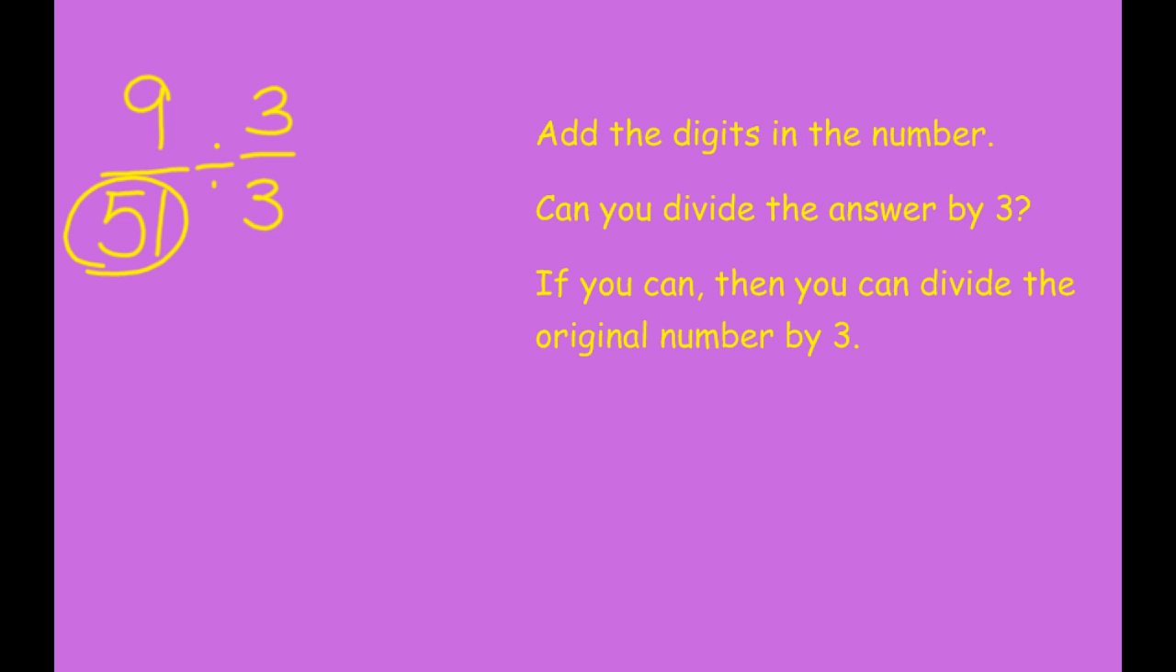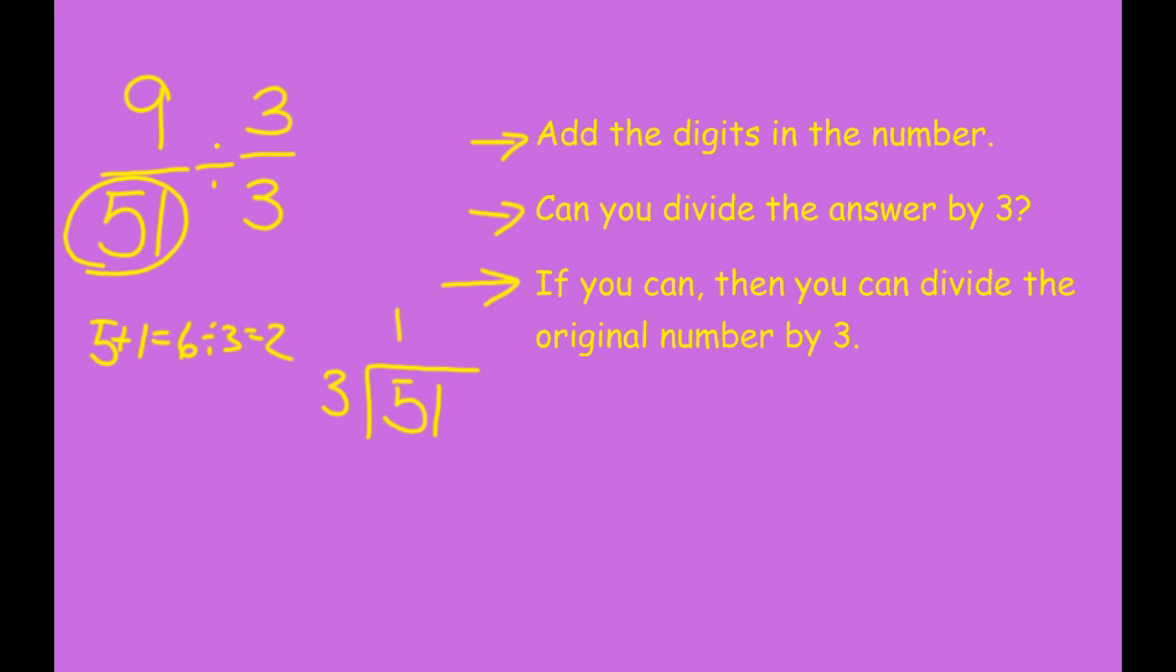So I'm going to take my little threes rule, and I'm going to add the digits in the number. 5 plus 1 is 6. Can I divide that answer by 3? 6 divided by 3, yes, I can, that'll work. So if I can do that, then I can divide the original number by 3. So I can take that 51, and I know it's divisible by 3 because it fits my rule.